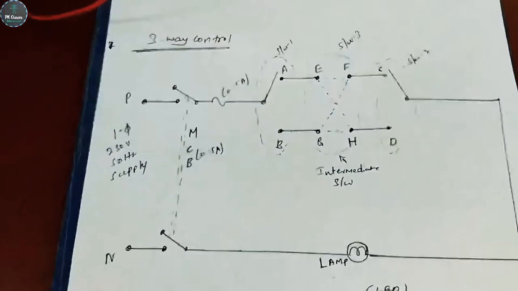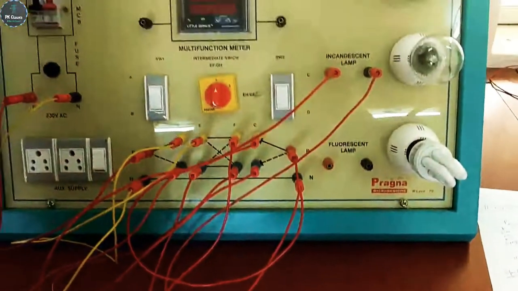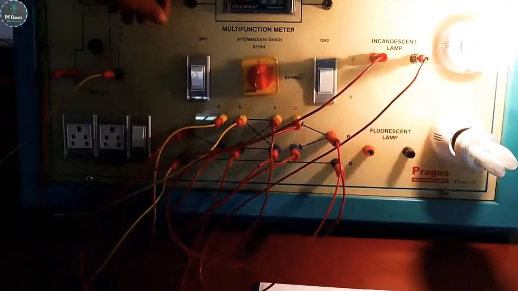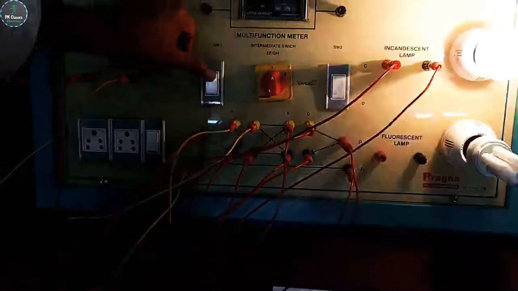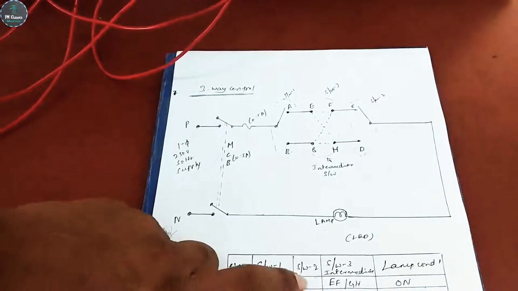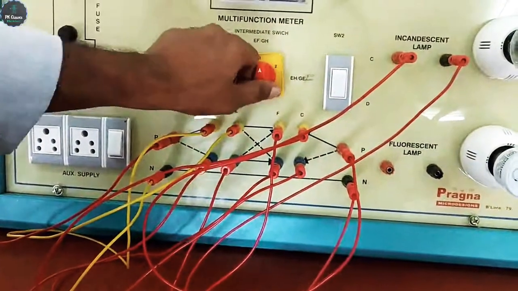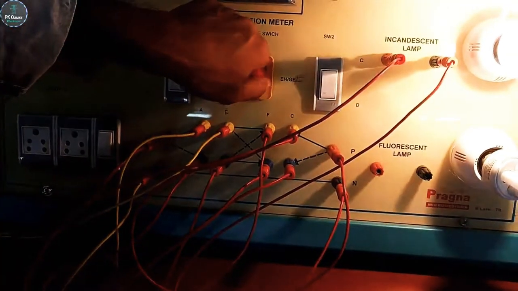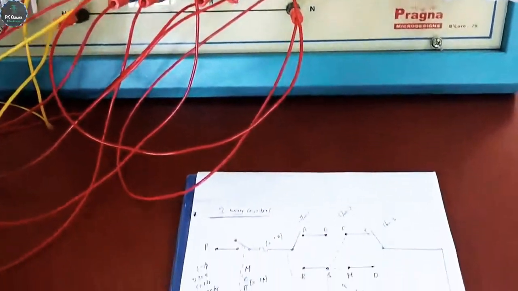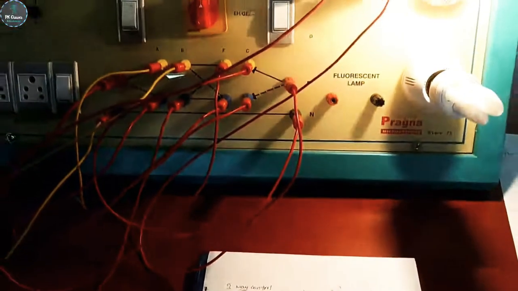We connected the same circuit diagram here. Switch on the power supply; we are using the MCB, switch on. Switch 1 is in A position. See the switching table: switch 1 is in A position, switch 2 is in C position. If it is like this, it is a straight connection; if it is like this, it is a cross connection. First, I'll consider the straight connection, EFGH. Switch 1 in A, switch 2 in C: on condition, lamp will be glowing.